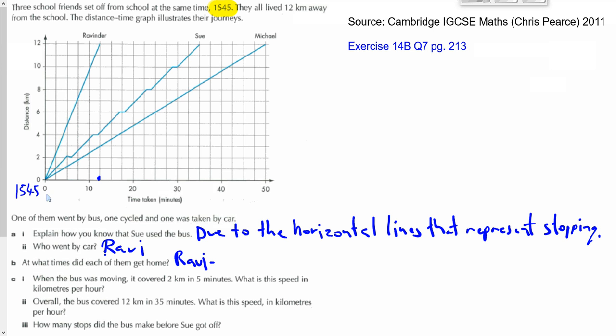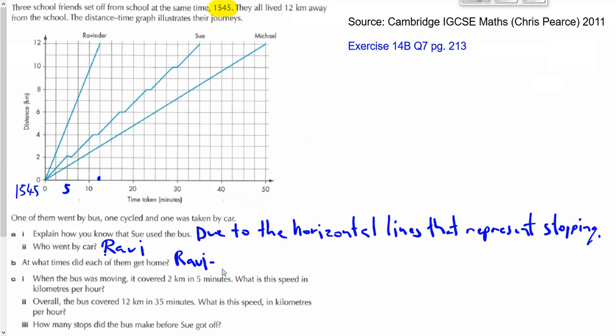We need to look at the increments. What do these increments represent? Well, we can see that halfway is going to be 5 minutes. So this is 5 minutes here. If that's 5 minutes, then these other increments are going to be 2.5. So this is going to be 2.5, 5, 7.5, 10, 12.5.